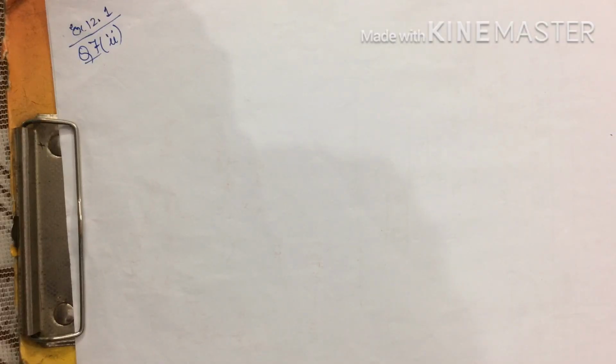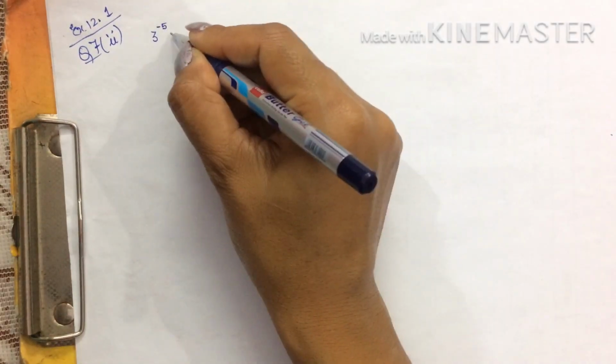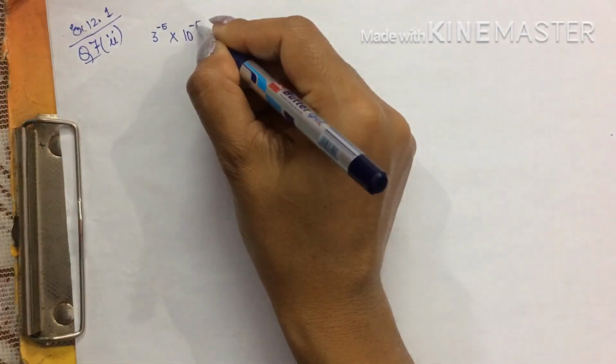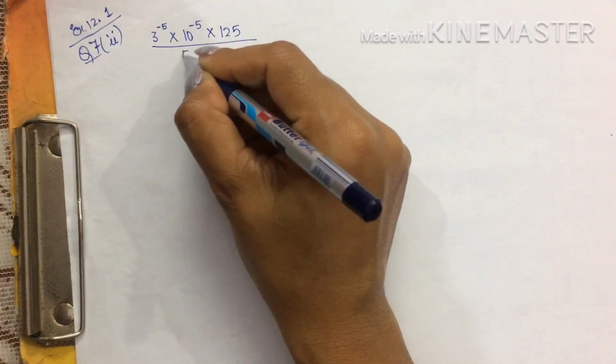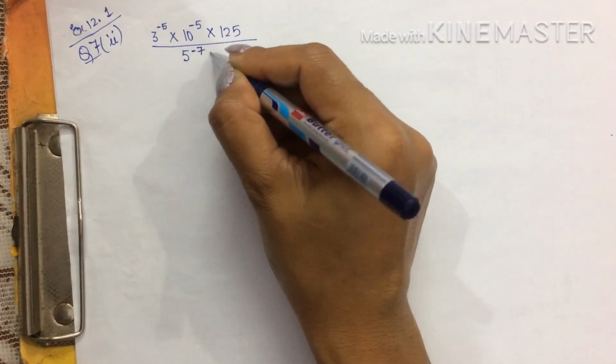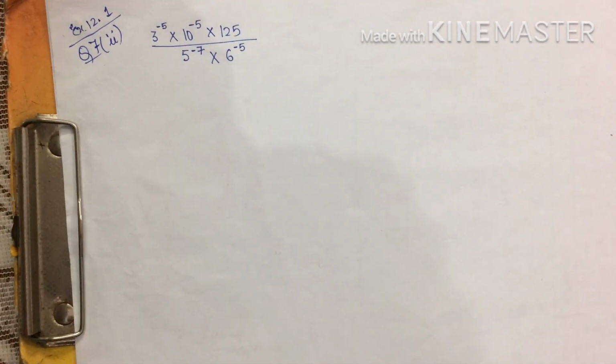Okay, now let's do the second part of question number 7. We have 3 raised to the power minus 5 into 10 raised to the power minus 5 into 125 over 5 raised to the power minus 7 into 6 raised to the power minus 5. Now the first step is to change all the composite numbers into exponential form using prime factorization.